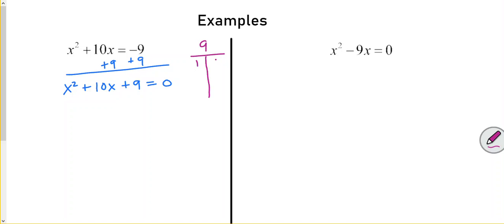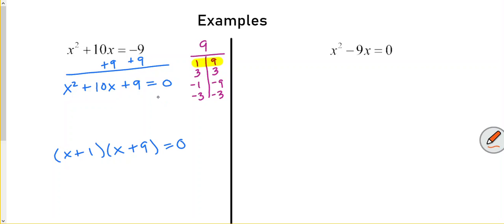I have 1 times 9, 3 times 3, -1 times -9, -3 times -3. Which one of these will add to a positive 10? And that is 1 and 9. Now, knowing that I don't have anything in the front, and I found my numbers, I could skip right down to my factors of x plus 1 and x plus 9 equals 0.